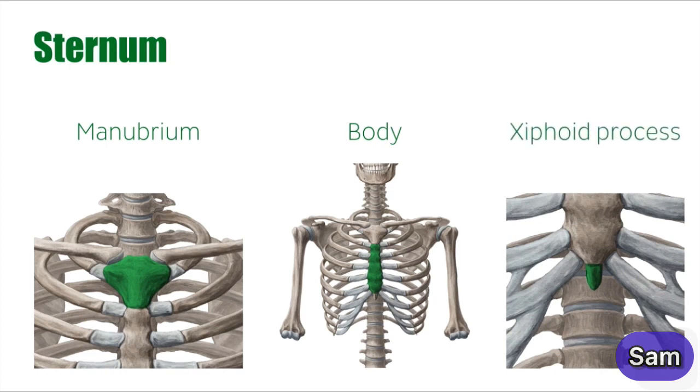The xiphoid process is actually made of hyaline cartilage that surrounds a bony center. This part of the sternum is an important landmark to avoid during CPR because it can be easily damaged with chest compressions.